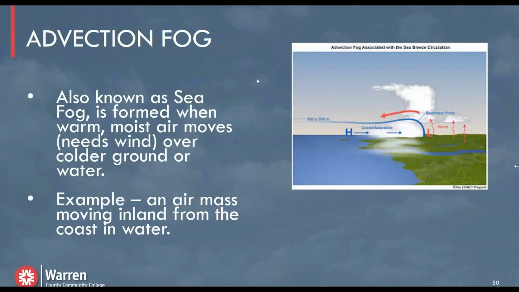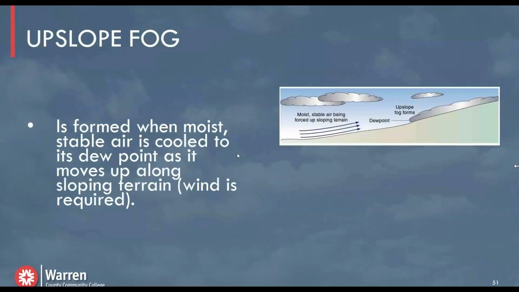That's called radiation fog. You get this advection fog, sometimes called sea fog, is formed when warm, moist air moves. This one needs wind, so ground fog, no wind. Sea fog needs wind to push it over colder ground or water. An example, an air mass moving inland from the coast. So from this high pressure system is pushing this in, there's moisture here, and it's coming over here, and there's warm. So warmness here, you can see. So it forms this cloud, and that cloud is called advection fog.